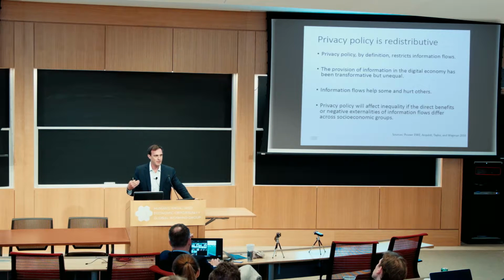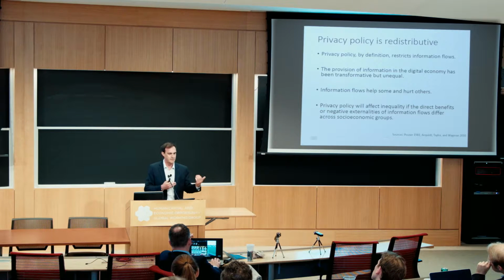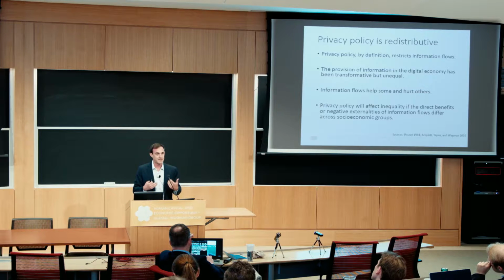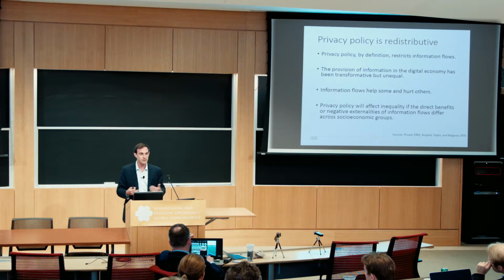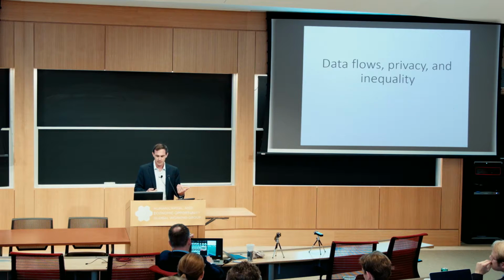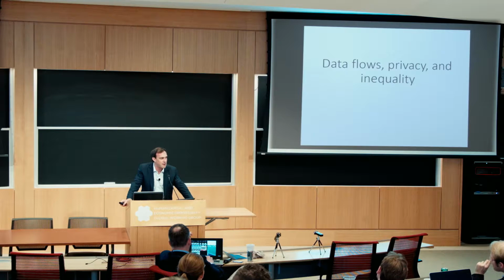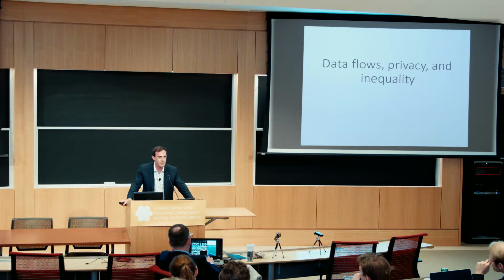And so privacy policy, I'm talking about inequality, privacy policy and inequality. Privacy policy will affect inequality if the direct benefits or the negative externalities of these information flows differ across socioeconomic groups. So what I want to spend the next 10 minutes or so talking about are a series of examples where data flows and privacy affect different socioeconomic groups differently.